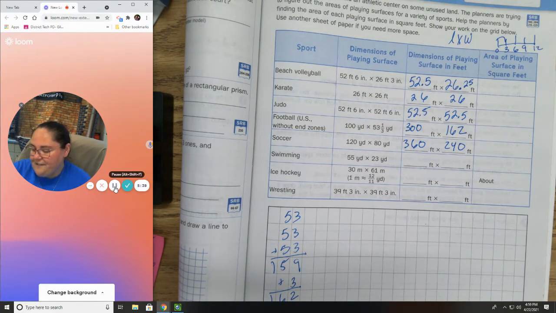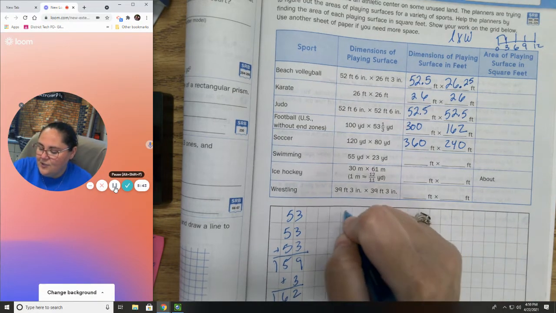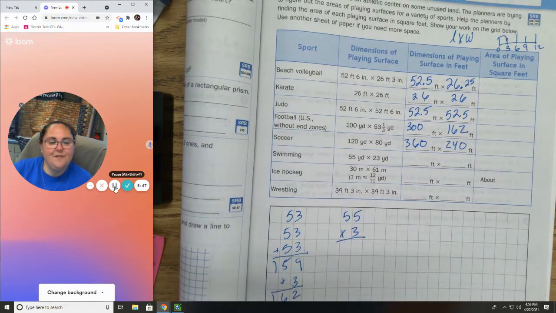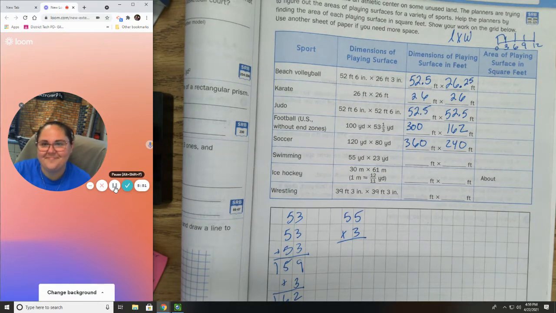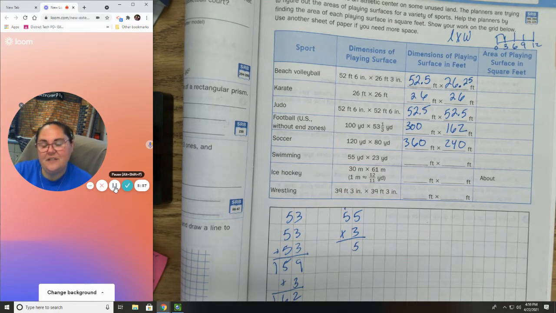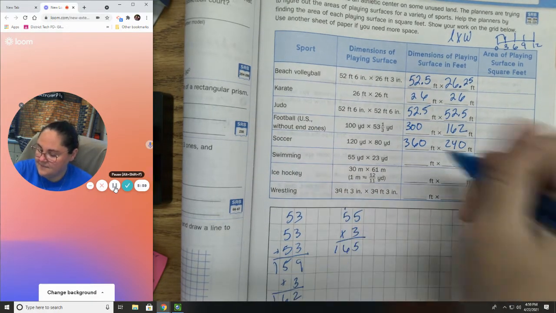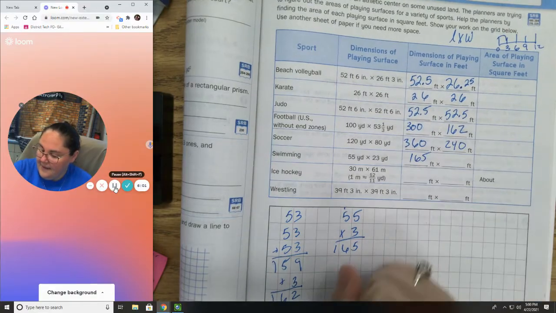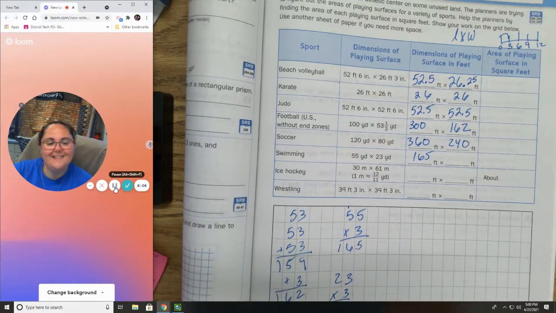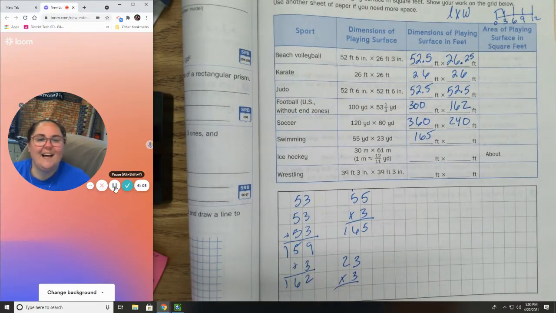All right, 55 yards and 23 yards. So you're now going to do 55 times 3. What is 55 times 3? All right, 5 times 3 is 15. Carry my 1. 3 times 5 is 15 plus 1 is 16. All right, 23 times 3. What is 23 times 3?